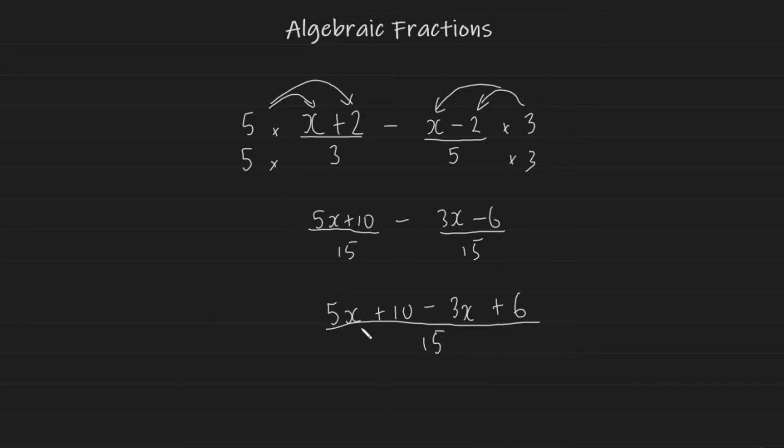And if we collect like terms for the numerator, we're going to have 5x minus 3x, which leaves us with 2x, and plus 10 plus 6, which gives us plus 16, all over 15. And this is our final answer.